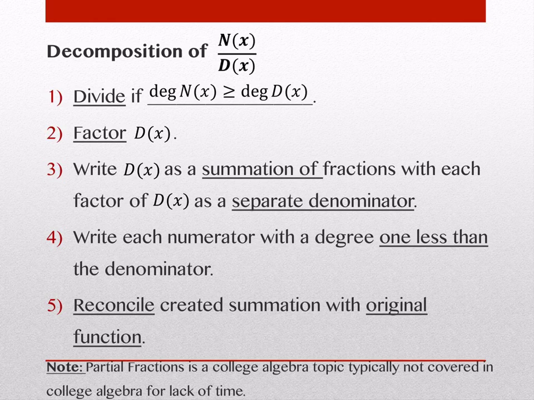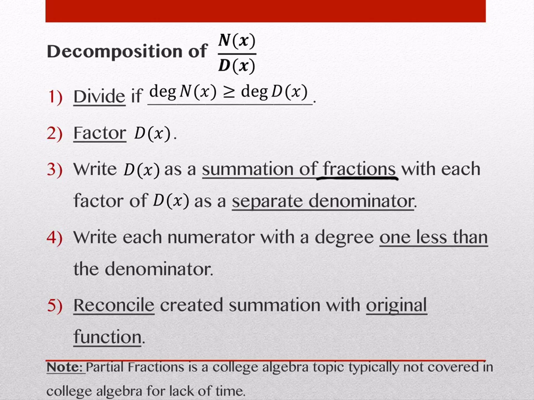The third step is to write the denominator as a summation of fractions with each factor of the denominator as a separate denominator. So in other words, if the denominator can be factored into x times x plus 2, you're going to have one fraction with a denominator x, another fraction with a denominator x plus 2. You write the numerator of each of those fractions with a degree 1 less than the denominator.